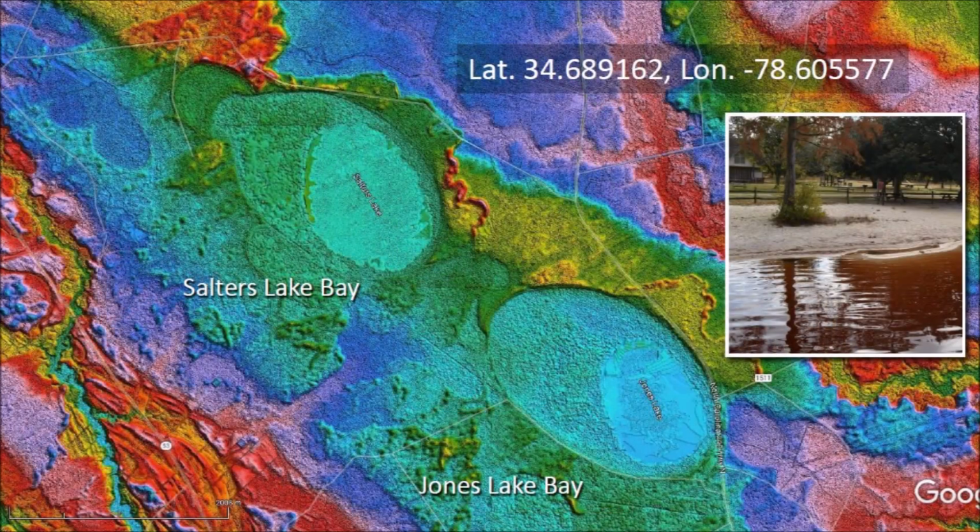The only thing that we can do to promote the impact origin of the Carolina bays is to demonstrate the elliptical geomorphology for as many Carolina bays as possible, so that the deniers can no longer deny and the ignorers can no longer ignore the facts. As part of that effort, today we will take a look at Salters Lake Bay and Jones Lake Bay in North Carolina. The lakes are part of a state park in North Carolina.